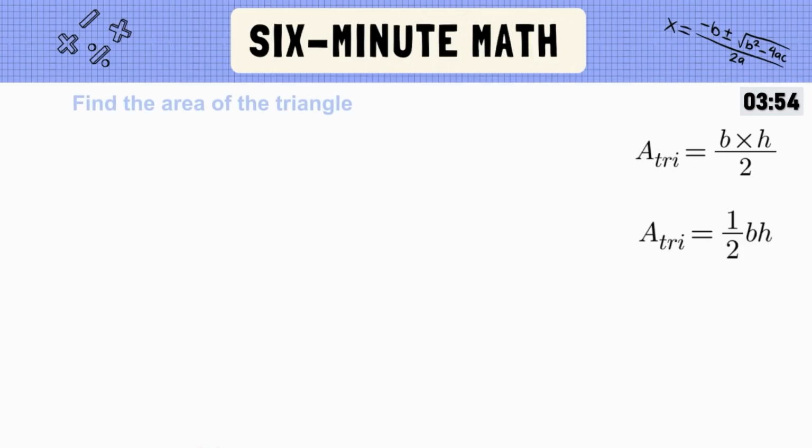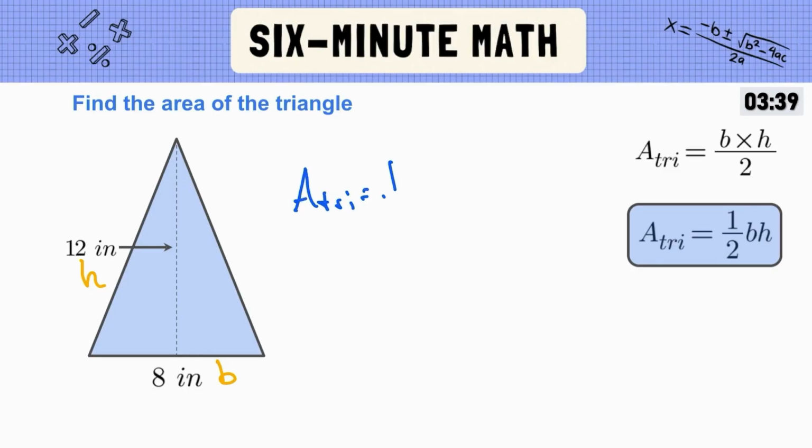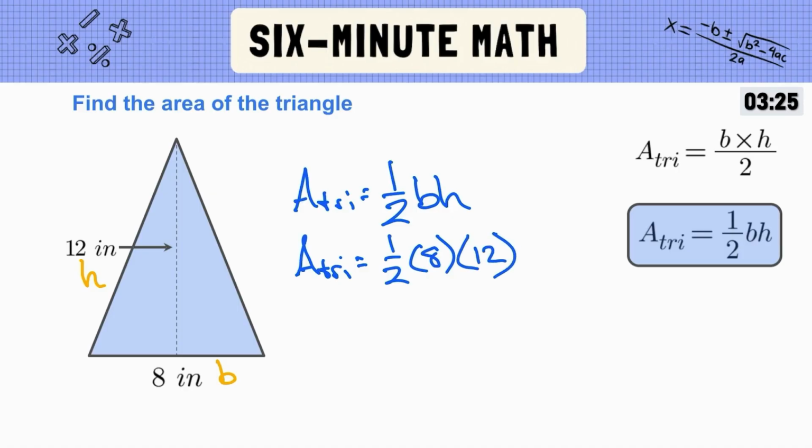Let's check out another example. We're going to find the area of this triangle, and we're going to use that second formula. So I know my base is 8 and my height is 12. So let's put those into that formula, 1/2 base times height. The area of that triangle is 1/2 times 8 times 12. And I put that into a calculator for a final answer of 48 inches squared.